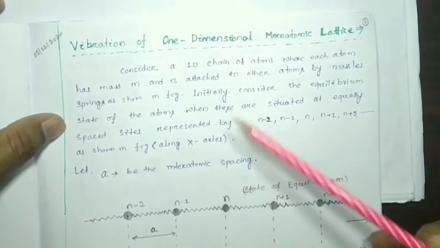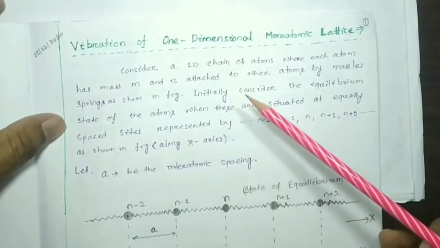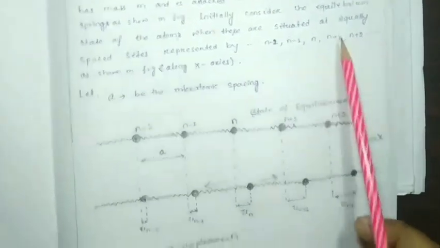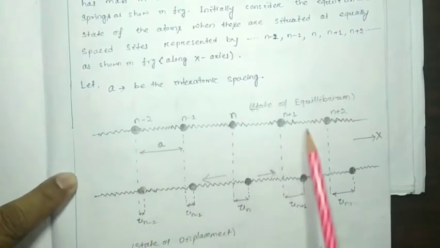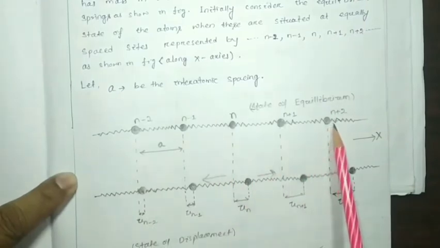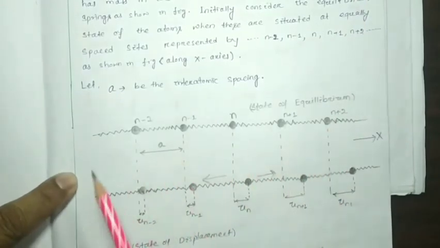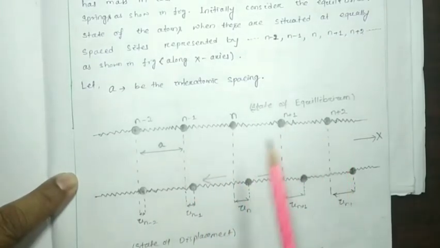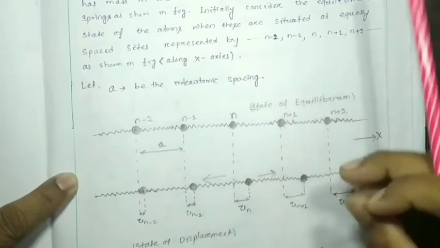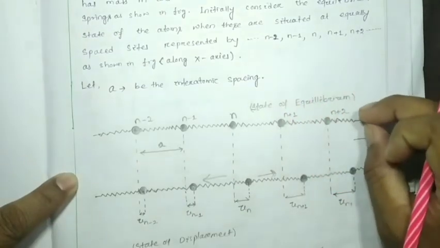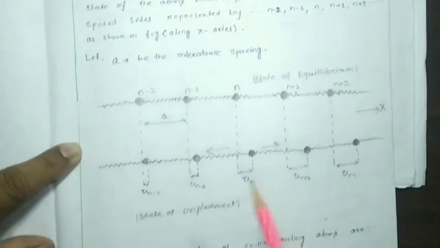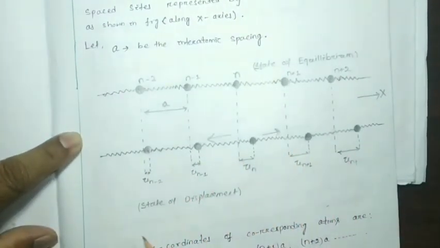Here, in a short revision, I am going to show you what we did in our last class. This is a one-dimensional monoatomic lattice which is in the state of equilibrium. If it starts to vibrate, or if I drag this monoatomic lattice towards this side, then this is the so-called state of displacement.